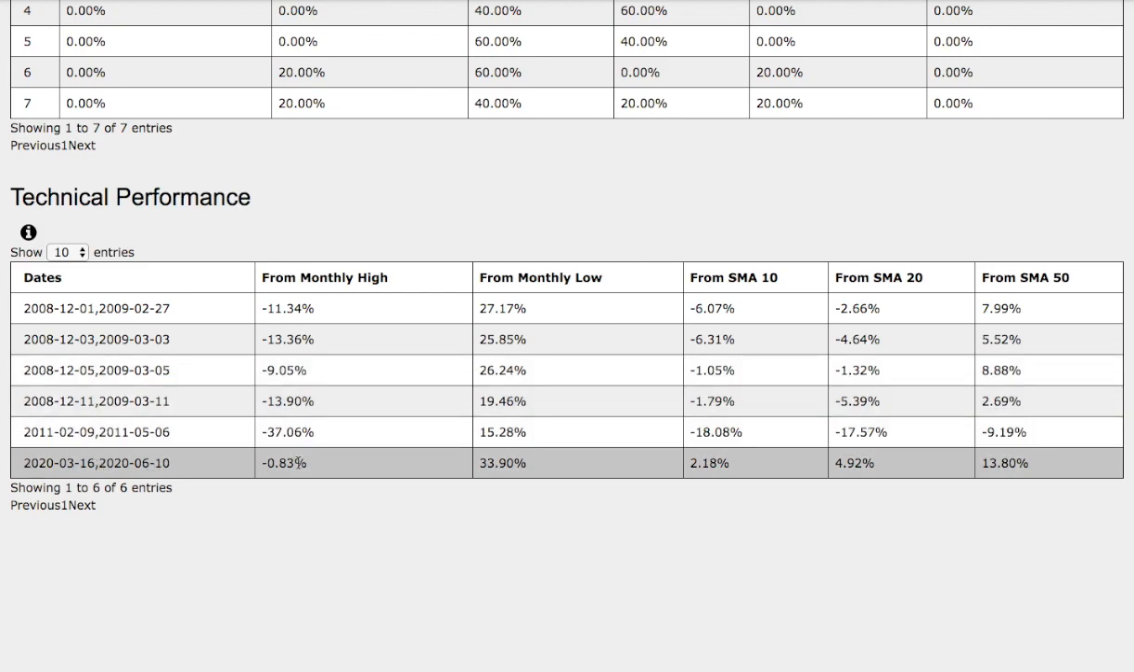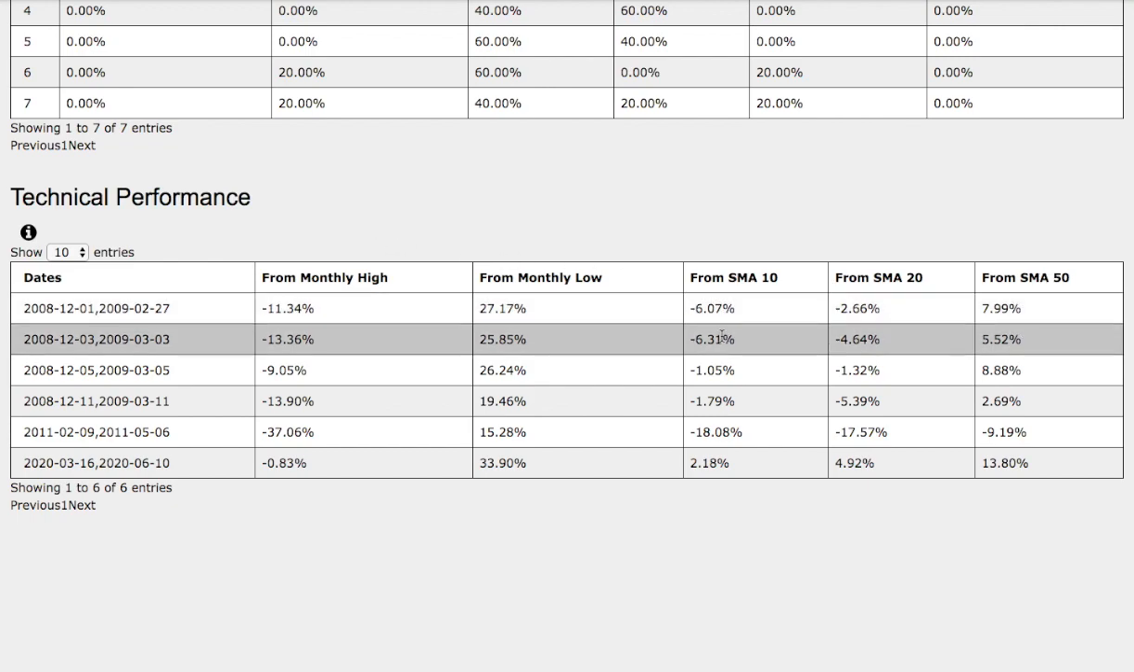So on the current trend that we're in, we're down 83 basis points from monthly high, up 34% from monthly low, up 2.2% from 10 simple moving average, up 5% from 20-day simple moving average, and 14% up from 50-day simple moving average. So the trend that we just examined, again, December 3rd, 2008 to March 3rd, 2009, was down roughly around 13% from monthly high, up 26% from monthly low, down 6% from 10 simple moving average, down 4.6% from 20-day simple moving average, and up 5.5% from 50-day simple moving average.